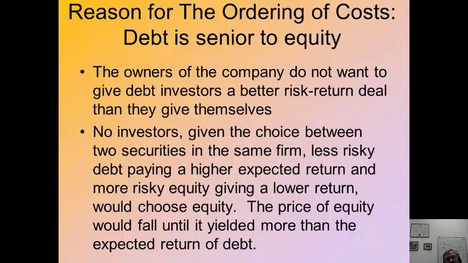Both debt and equity are claims on the same firm, but debt is a senior claim to equity. The owners of the firm would not wish to give debt investors a better risk-return deal than they give themselves. And on the other hand, if debt and equity were trading in the market for the same company, and if the debt were yielding more than the equity, then no investors in the market would ever want to buy the equity. That way the equity price would drop, and it would drop until such a time as the return on the equity exceeded the return on the debt.